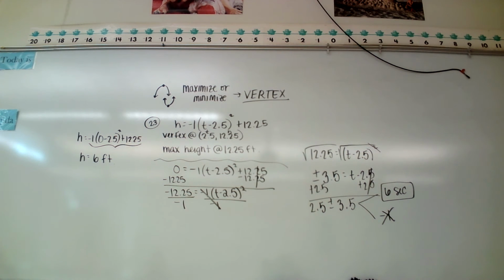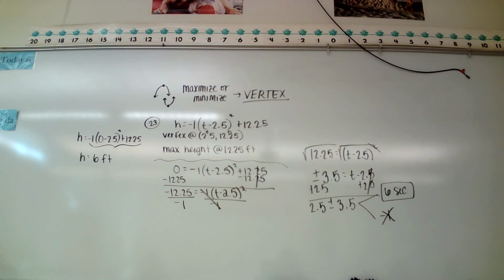Okay, so we've seen a few different setups. A lot of them relate back to the vertex, depending on the one that you're doing. We're going to keep that in the back of our head. Look for that maximize or minimize wording. So after number 23, we are going to skip to number 39. 39, my friends.